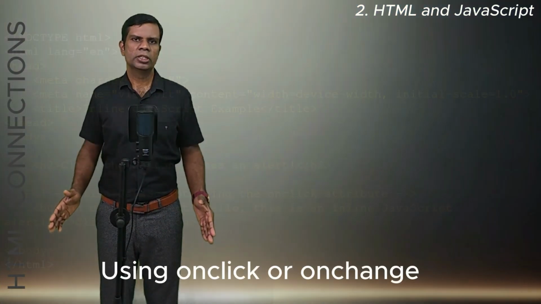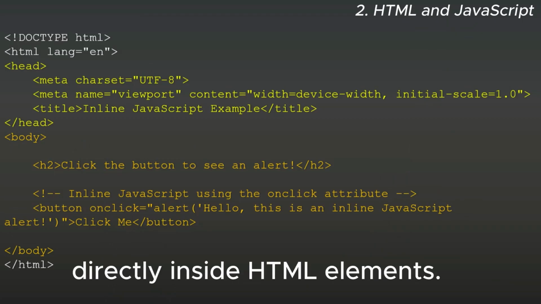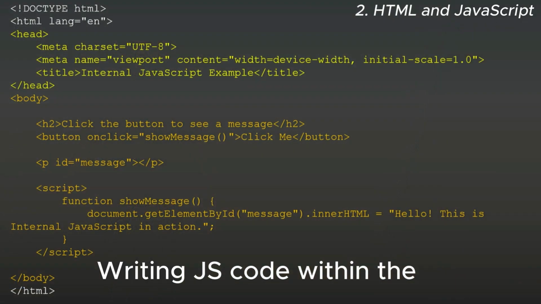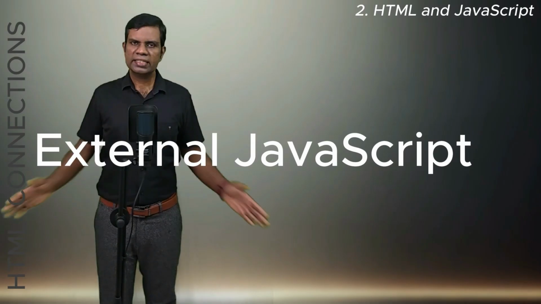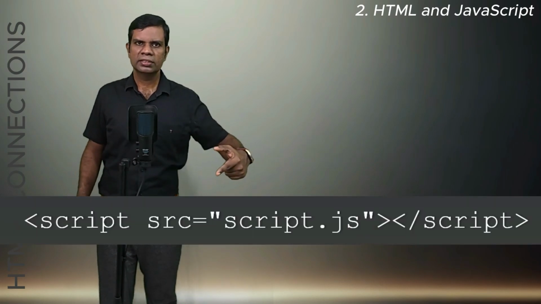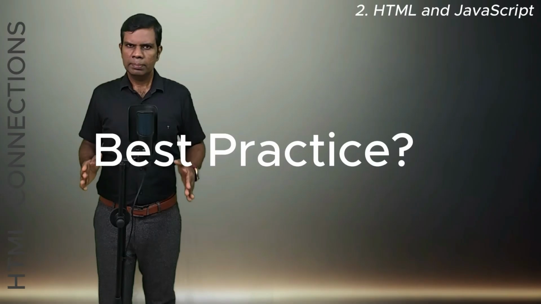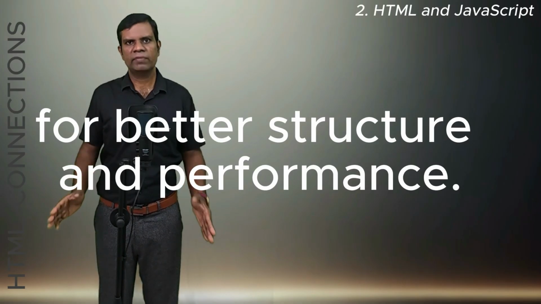Inline JavaScript, using onClick or onChange directly inside HTML elements. Internal JavaScript, writing JS code within the <script> tag inside the HTML file. External JavaScript, linking a .js file using the script tag. Best practice, just like CSS, external JavaScript is the way to go for better structure and performance.